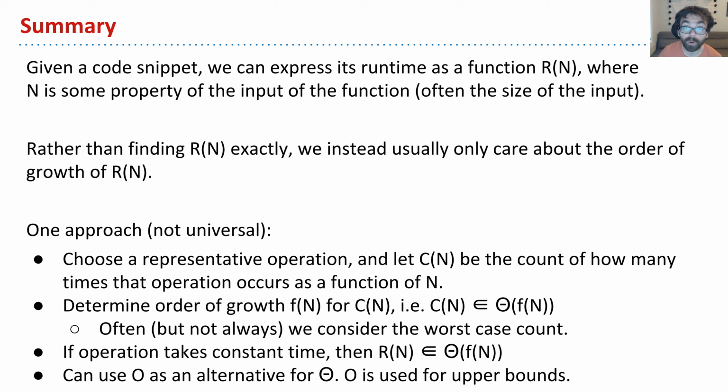Now, often but not always, we consider the worst case count. In this lecture, it was almost all worst case counts, and that's usually what you're going to do. And if the operation that we're counting takes constant time, then the overall runtime will also be theta f of n. And lastly, we saw that we can use big O as an alternative for big theta, and big O is, we'll see later, used for upper bounds.